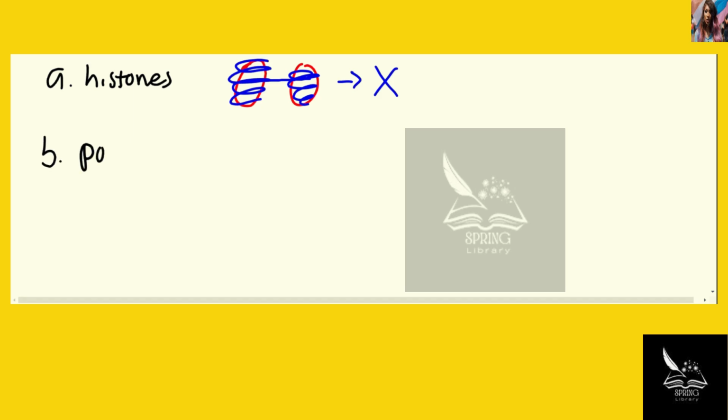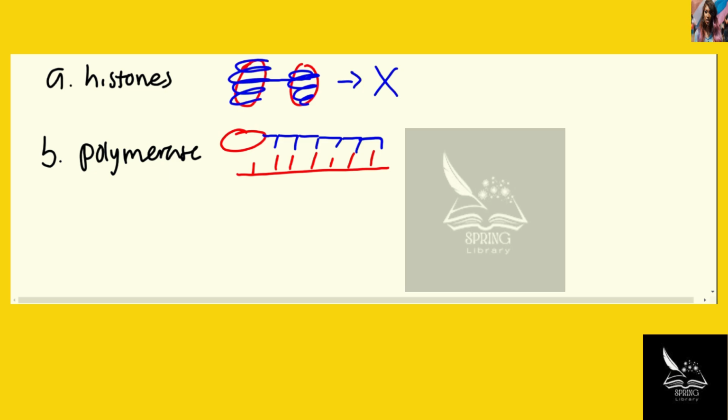Now B is polymerase. Polymerase is the enzyme that adds nucleotides in DNA replication and even in transcription. So what happens is if we have a DNA and we are having nucleotides, then the polymerase will go ahead and add nucleotides to match complementarily, right? So polymerase are the enzymes that can add nucleotides to a DNA sequence. So polymerase is not the correct answer for this question.